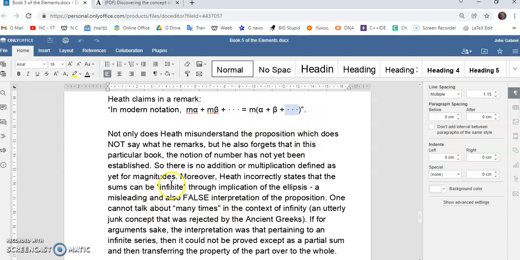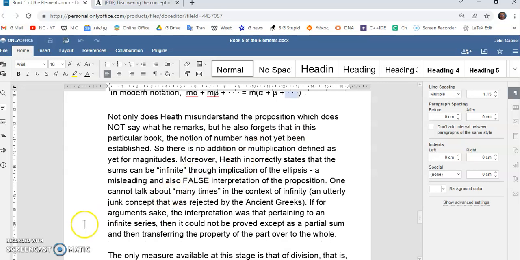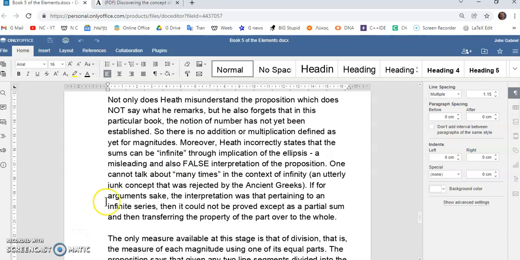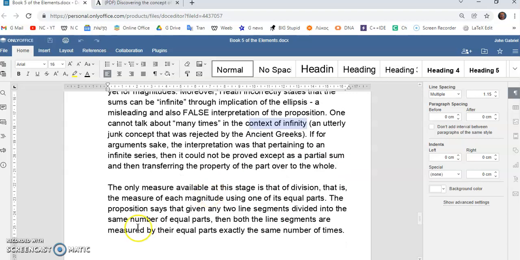Which is actually misleading and false, because the proposition doesn't state that. And one cannot talk about many times in the context of infinity, which would mean that the proposition could not be proved if that were the case, because it could only be proved for a partial sum of a given series or a given sum, and then transferring the property of the part over to the whole.